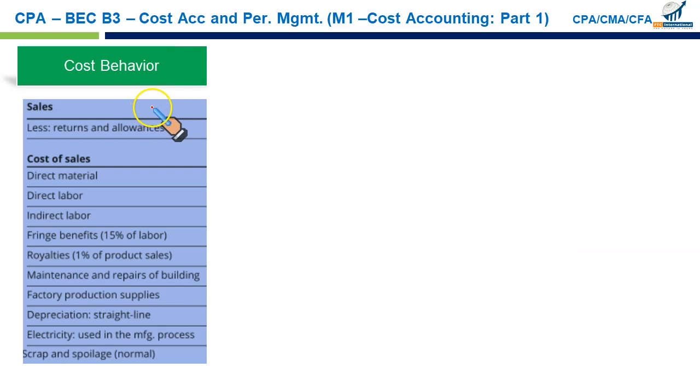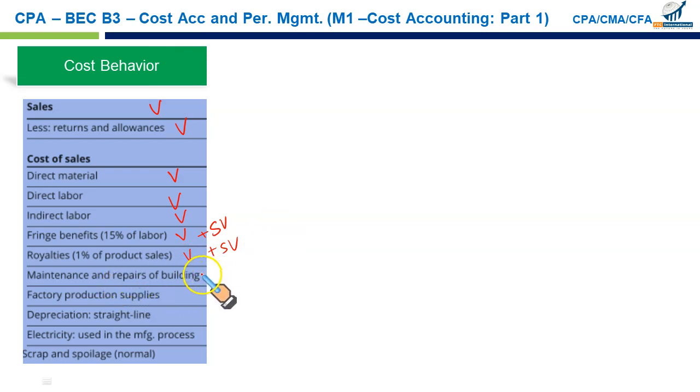Sales, truly variable. If you sell more, your sales revenue goes up. Returns will also show a variable behavior. Direct material directly depends upon production, variable. Direct labor, variable. Indirect labor, variable. Fringe benefits could be variable, or it could be partly variable and partly fixed, so it could be semi-variable. Royalties can be entirely variable, could be semi-variable depending upon the agreement with the originator.